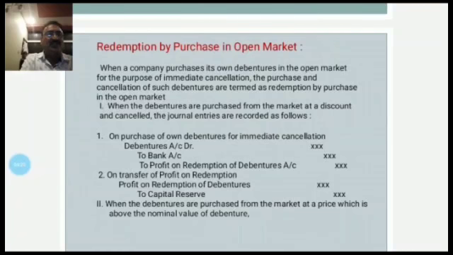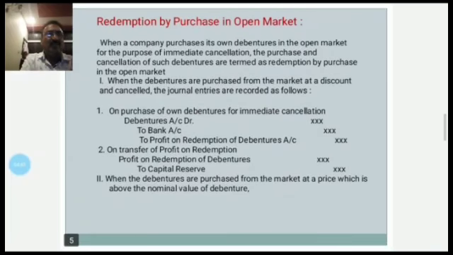On the purchase of own debentures for immediate cancellation, you have to pass 2 journal entries. Debenture account debit to bank account and to profit on redemption of debenture account. On transfer of profit on redemption, profit on redemption of debenture account debit to capital reserve. That amount should be transferred to the capital reserve account.